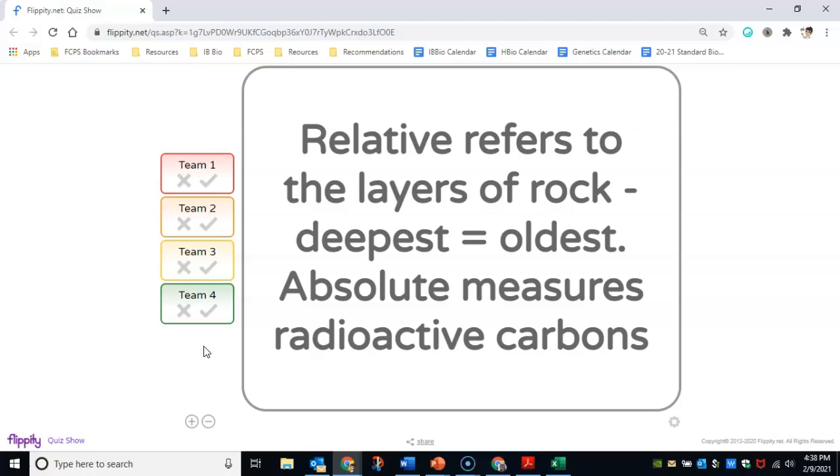Relative is talking about the layers of rock. So the deepest is the oldest. You can say that the fossils found in a deeper layer are older, but you couldn't tell me exactly how old those fossils were. That's why relative dating is you're relatively there, but you're not giving me the real facts, whereas absolute measures radioactive carbons. In that case, you can actually find out exact ages of the fossils that are found.